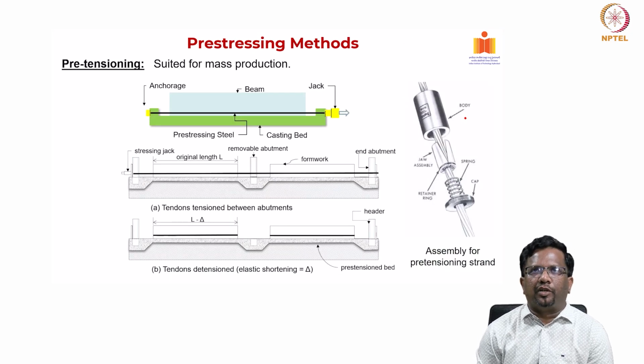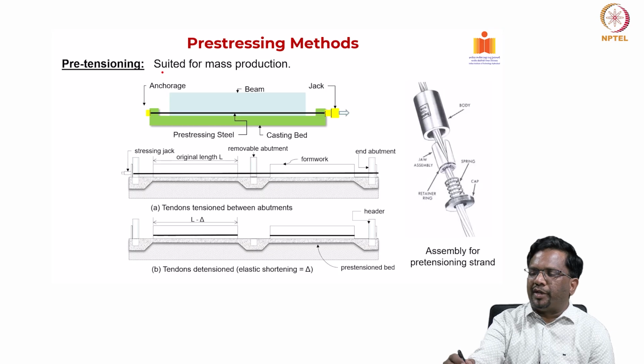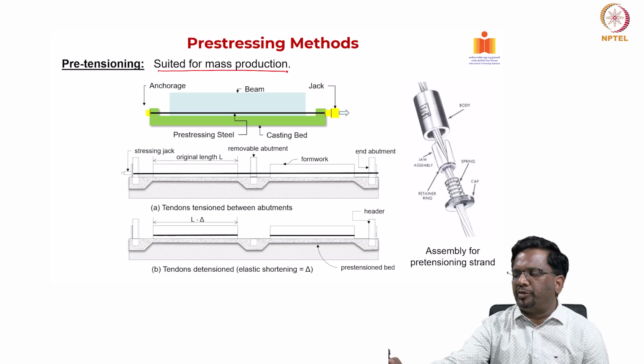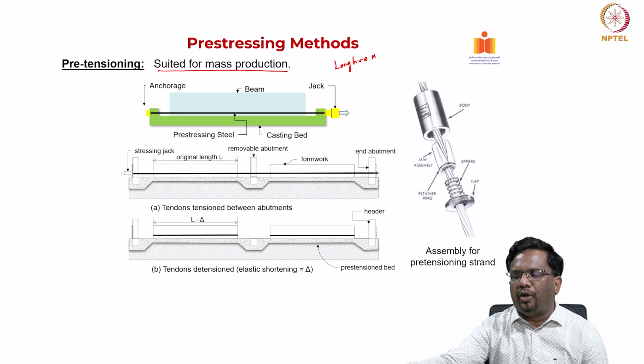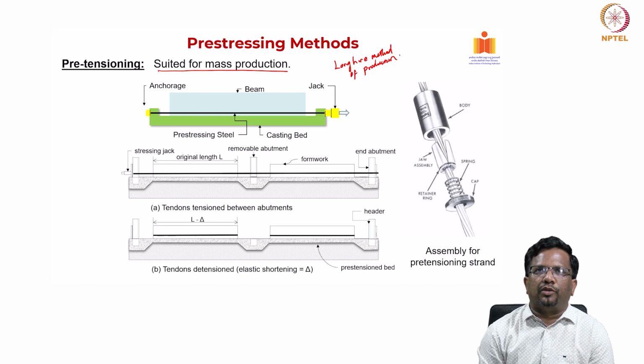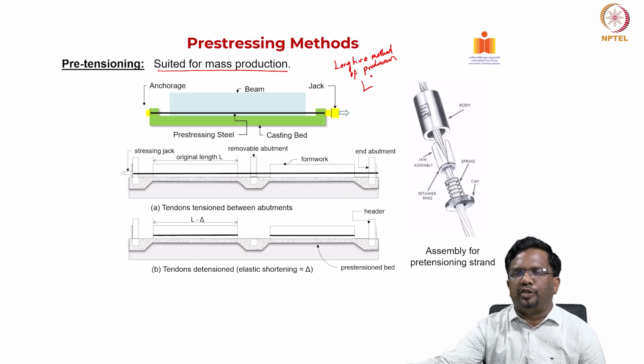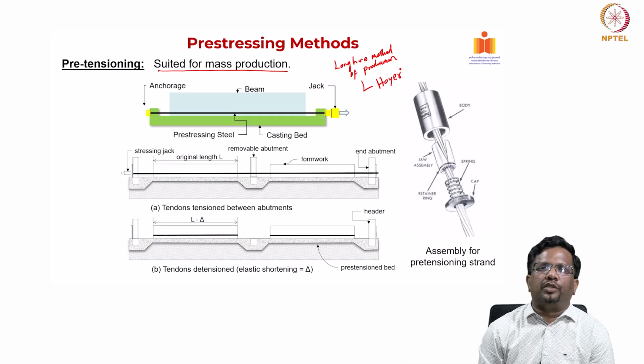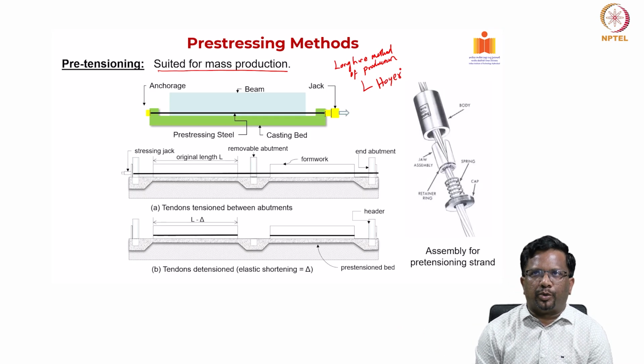This is a very nice technique for mass producing precast elements. Sometimes people call this the long line method of production. So why do they call it the long line method of production? It was in fact invented by the German engineer Hoyer, so it is also called Hoyer's long line method of production.